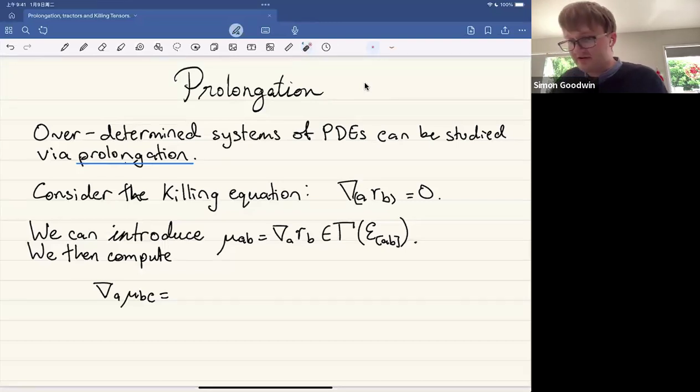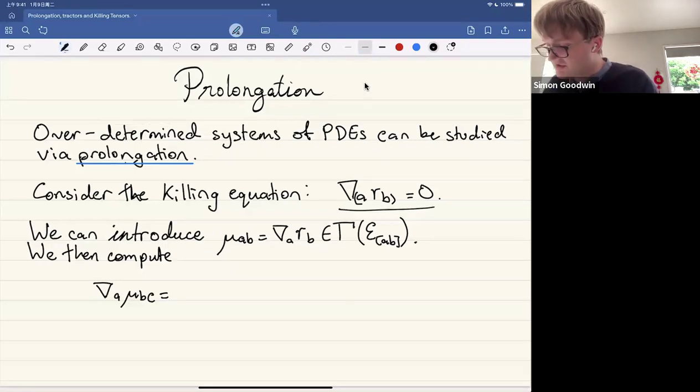Now, I'll give a quick example, because this is the easiest one that I know to compute for killing tensors. If we consider a killing tensor which satisfies this equation here, then its derivative must be antisymmetric, essentially by definition. What we do is we essentially just make this a new variable, and then we compute its derivative.